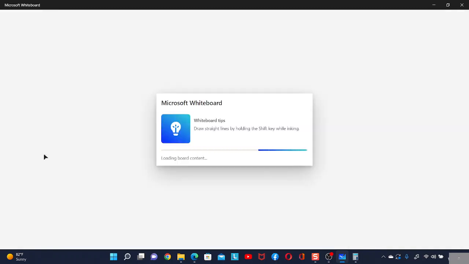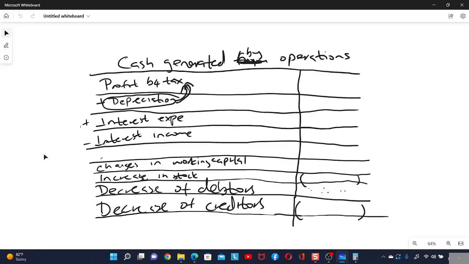Here we are going to look at the notes to the cash flow, because the cash flow has notes. This is the first one that we're going to look at. This is the cash generated by operation. The first one is the profit before tax.